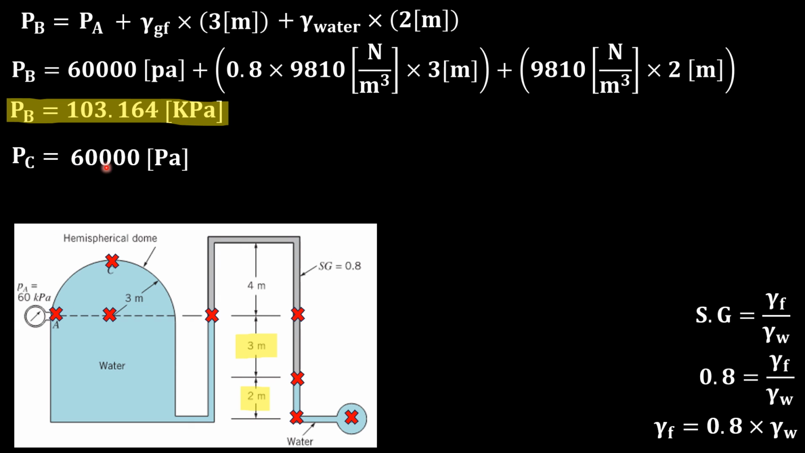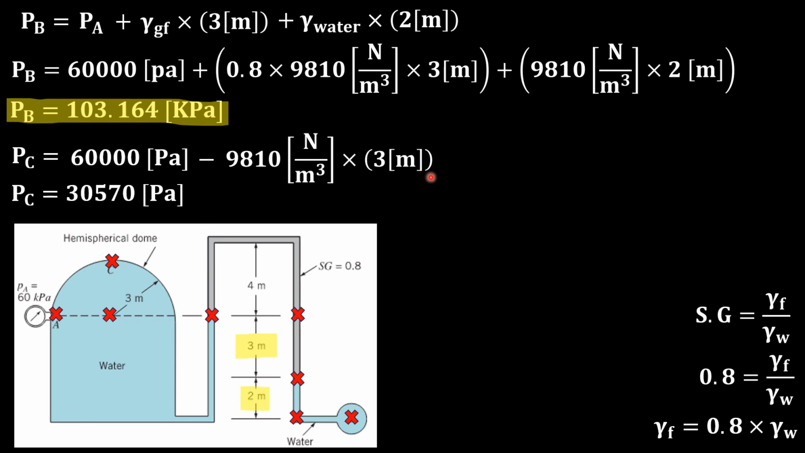So right here, we will write down 60,000 Pascal. And as we decrease in depth, that will be minus. And then we will use the hydrostatic formula, which is the specific weight of water times the height of 3 meter. So it will be 60,000 minus 9,810 times 3. It will be 30,570 Pascal. And that's what we have in here.